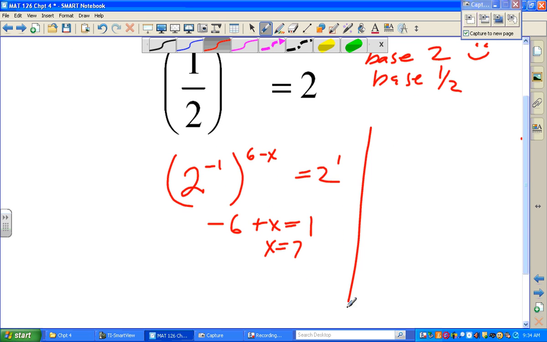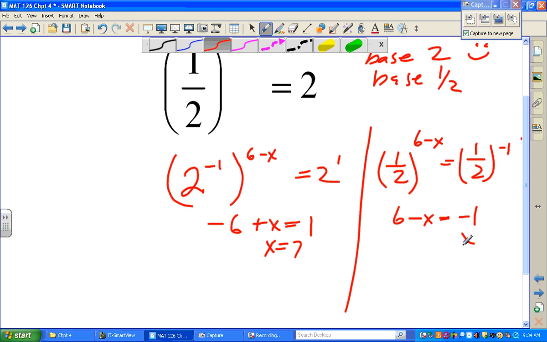Somebody goes, yeah, but I did it the other way. Fine. 1/2 to the 6 minus x equals 1/2 to the -1. Now you can set them equal to each other. 6 minus x equals -1. X equals 7. It works either way. You just have to make a choice and get after it. Not just stand there and act like you're paralyzed. Okay?